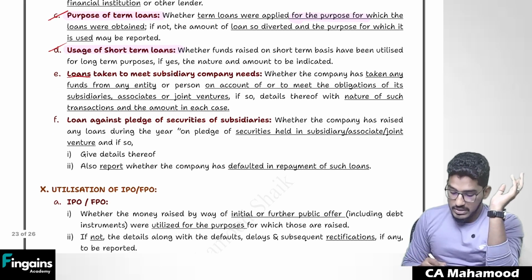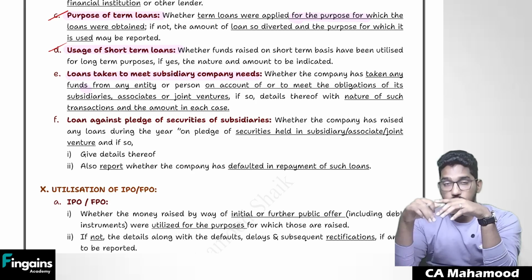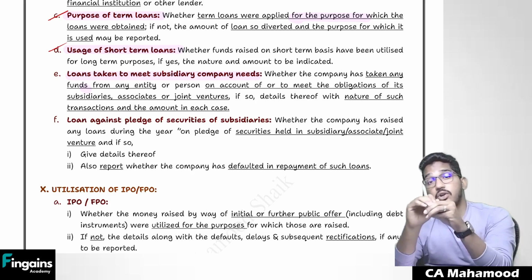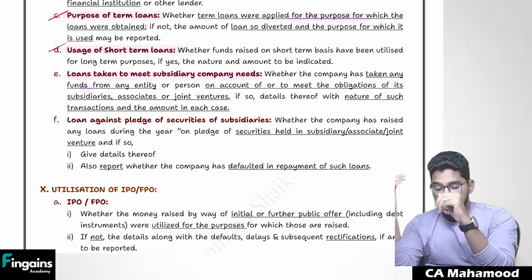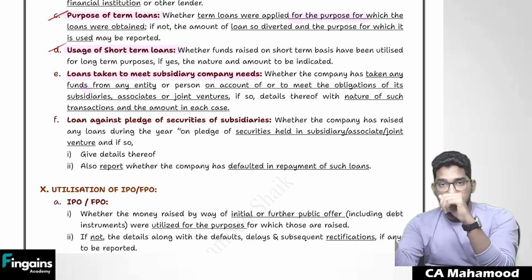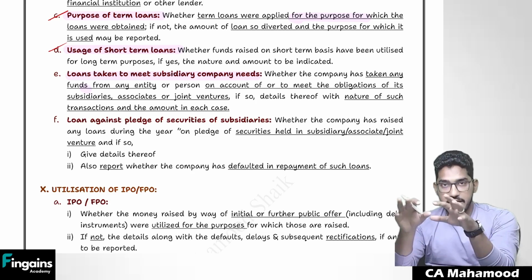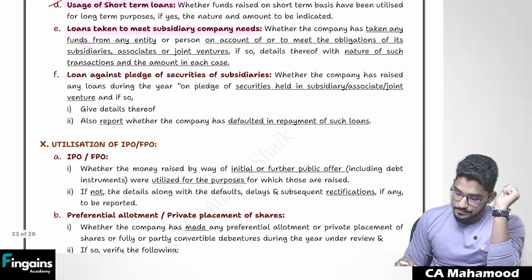Fifth one, loans taken to meet the subsidiary company's needs. In case you find that your client company has taken a loan not for meeting the obligations of your client company, but for meeting the obligations of its subsidiary company, associate company, or joint venture company, those amounts also you are required to report. Your client has taken the loan not for your client's requirements, but for the subsidiary, associate, or joint venture's requirements. Report those transactions.